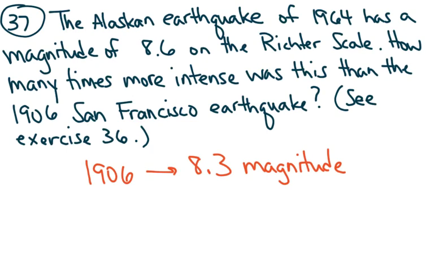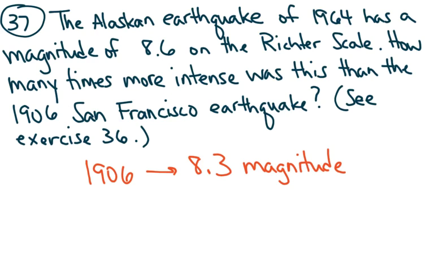The last problem. The Alaskan earthquake of 1964 has a magnitude of 8.6 on the Richter scale. How many times more intense was this than the 1906 San Francisco earthquake? And then it says see exercise 36. So in exercise 36 it says San Francisco earthquake in 1906 had a magnitude of 8.3 on the Richter scale.